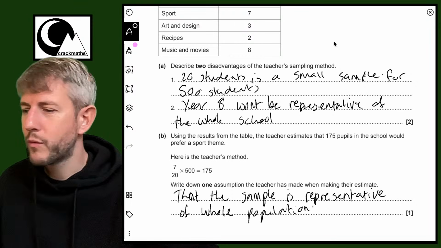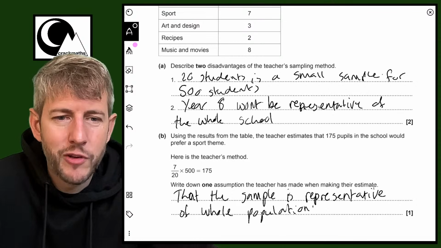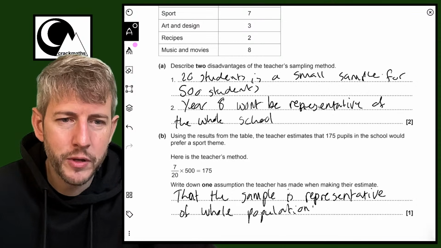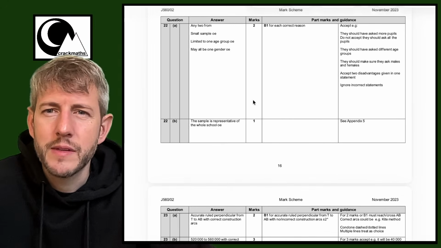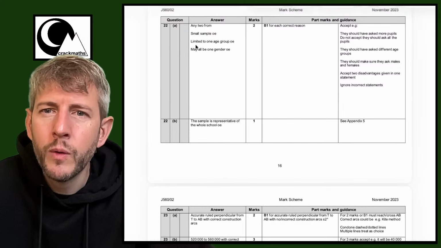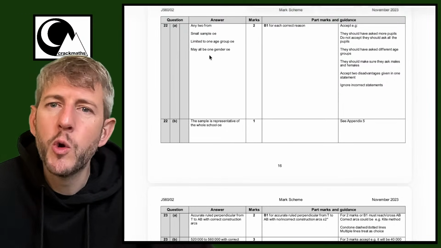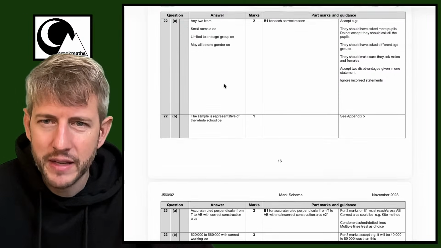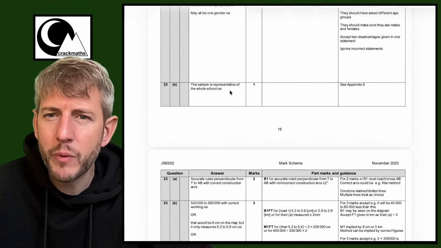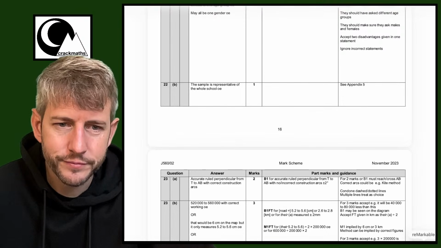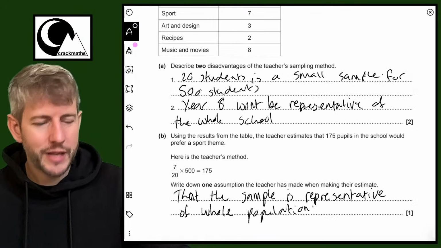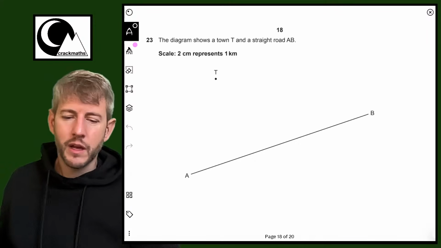Okay, here we go. Right, so let's have a look at the answers to this to see what they put and we can compare. Right, so any 2 from small sample, limited to 1 age group, male, B, 1 gender. Yep, perfect. Okay, next, the sample is representative of the whole school. Very good. Okay, right. Let's have a look at the next questions. So here we go.